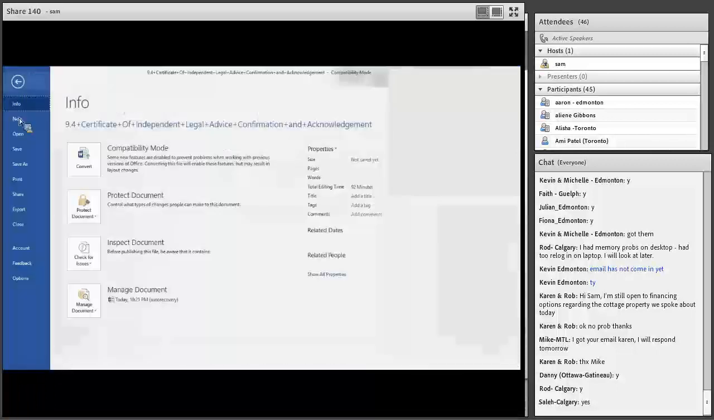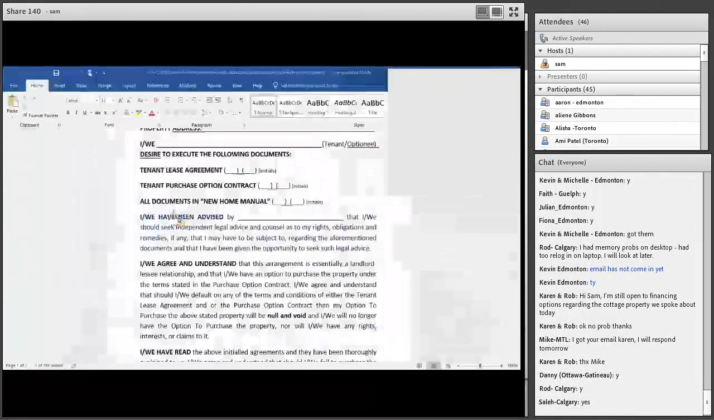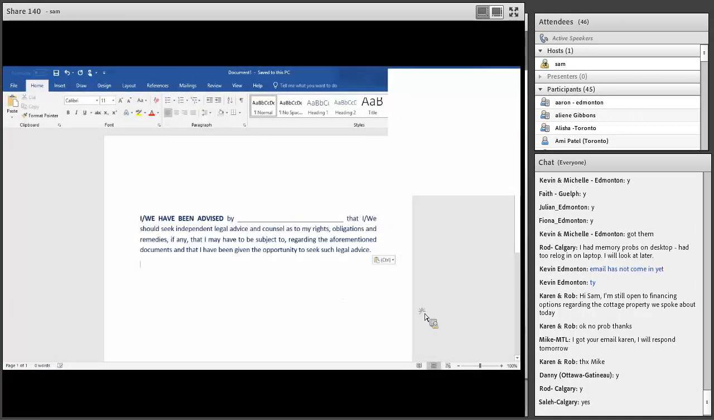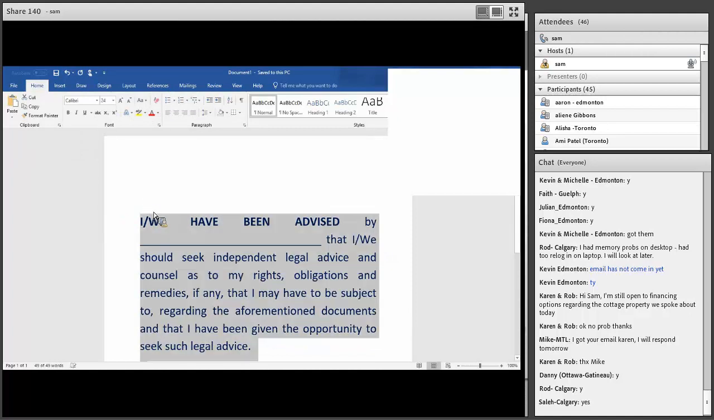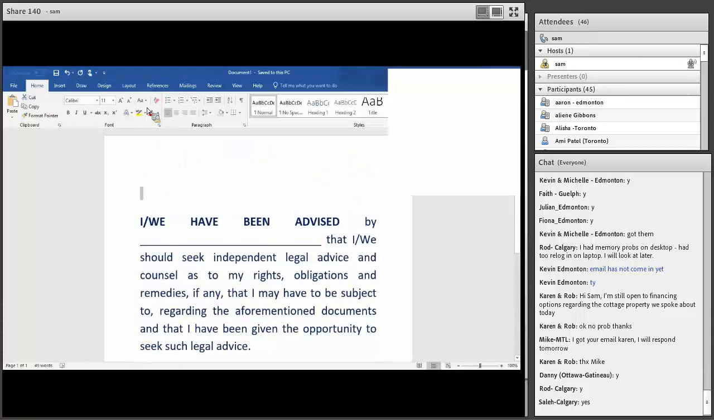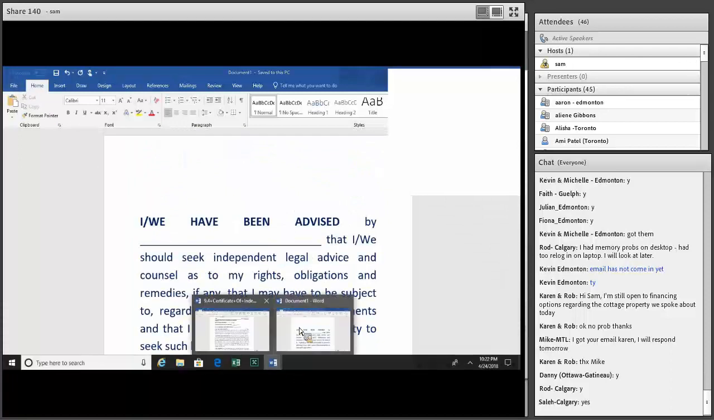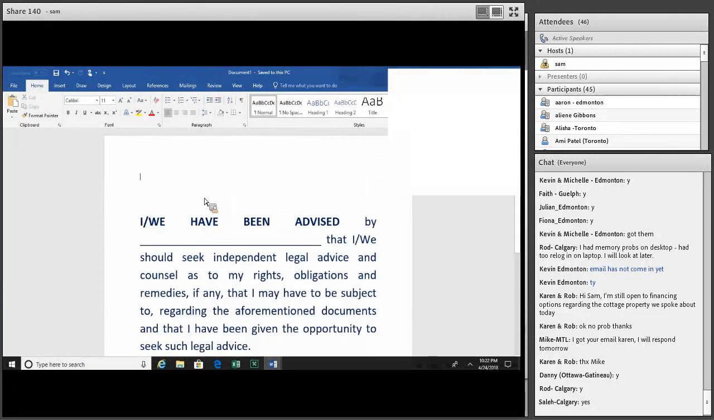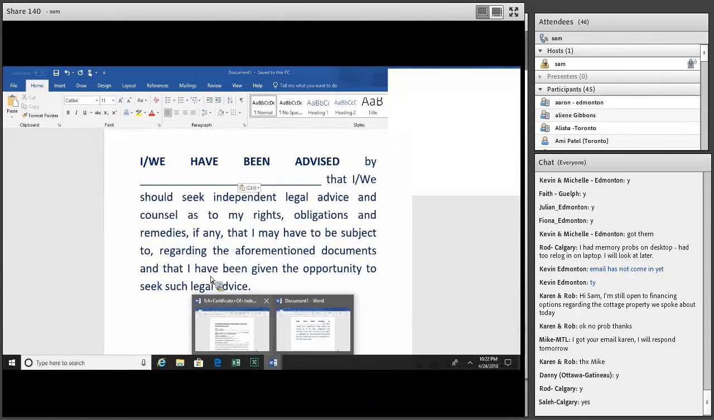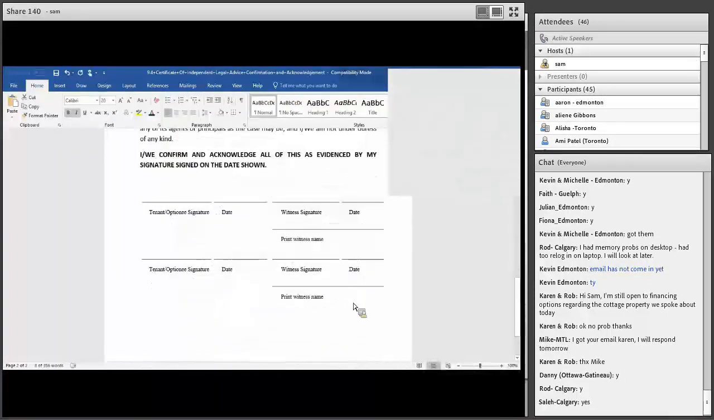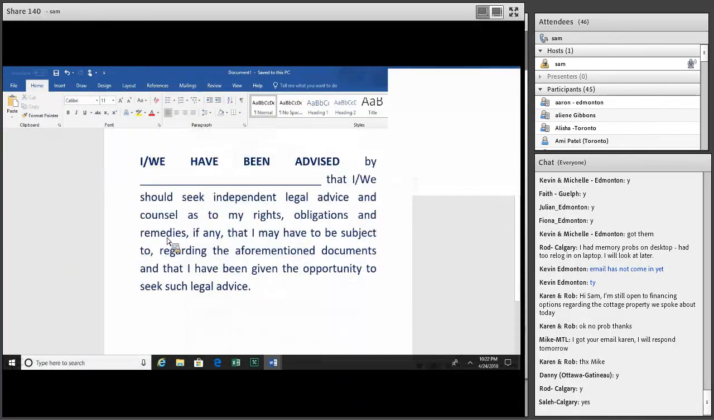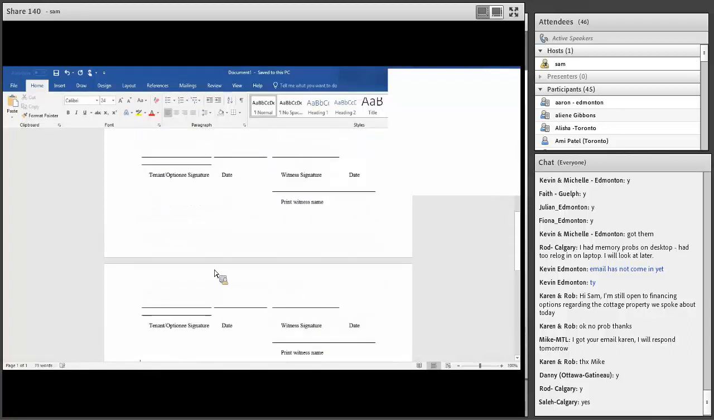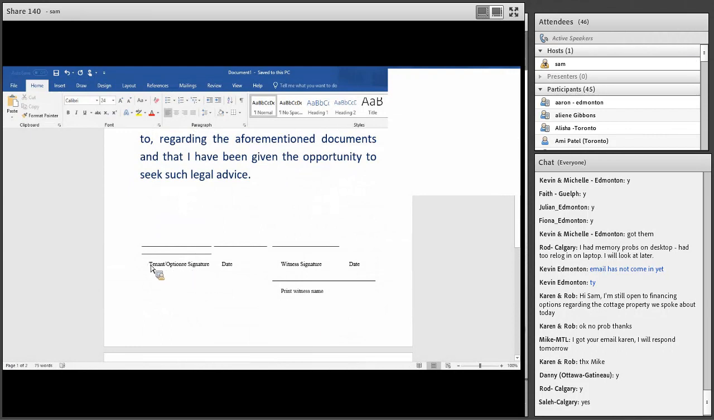I'll give you an example. Let's do a new document. This here is a document that I would want you to do on every deal. Just make it nice and big, and at the bottom we have the signature. So let's go back to the other one. Here we go: certification of independent legal advice acknowledgement. Put that there. Then I would simply have this on the bottom. It doesn't even have to have the witness part, but that's okay. You can do it like that. Put it down here, and just put signature and date.